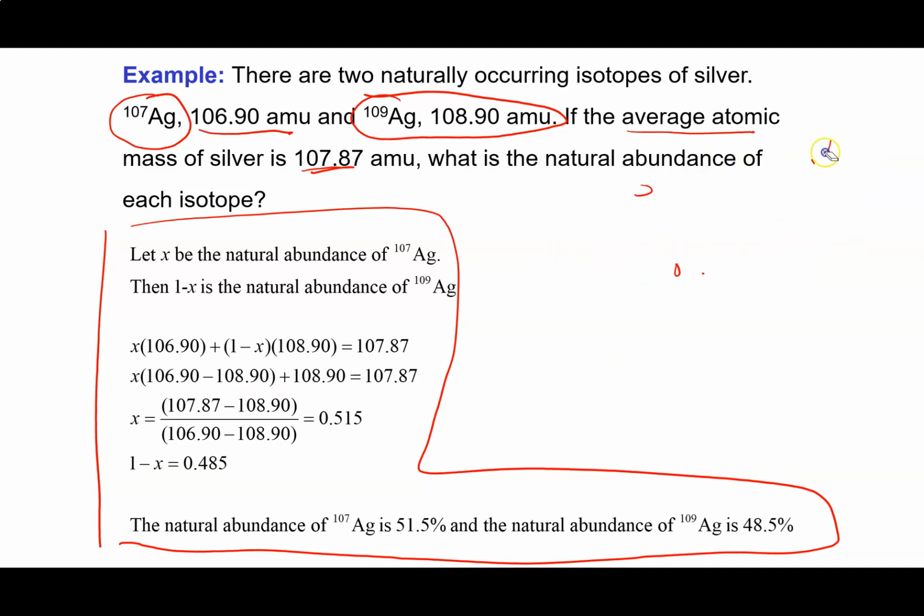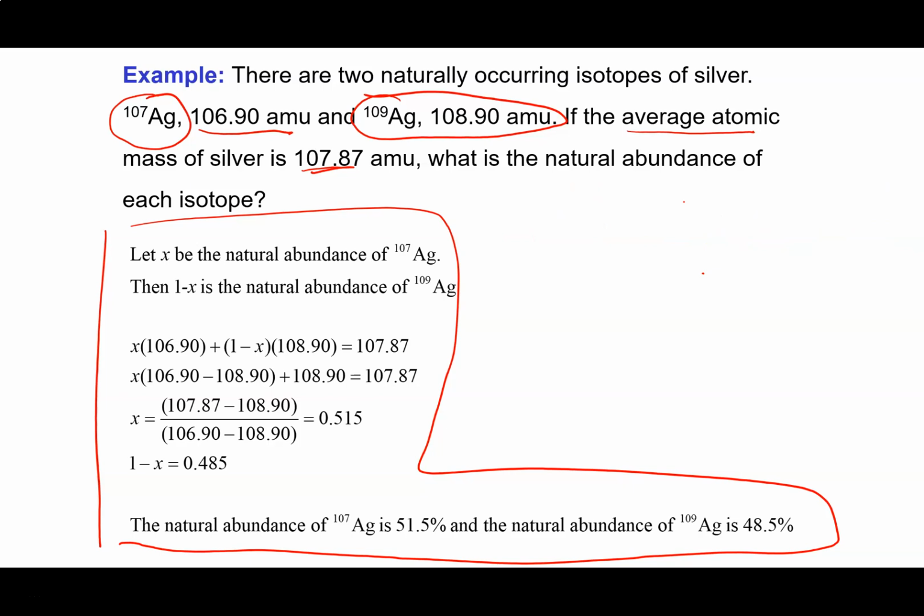So how do I go about doing it? Well, the problem is I don't have the natural abundances of my 2 isotopes, but what I do know is that if you add together the abundances, if you add together the fractions of all of the different components, just like the mole fractions for a gas, they always add up to 1. So I'm going to use that to help me out here.